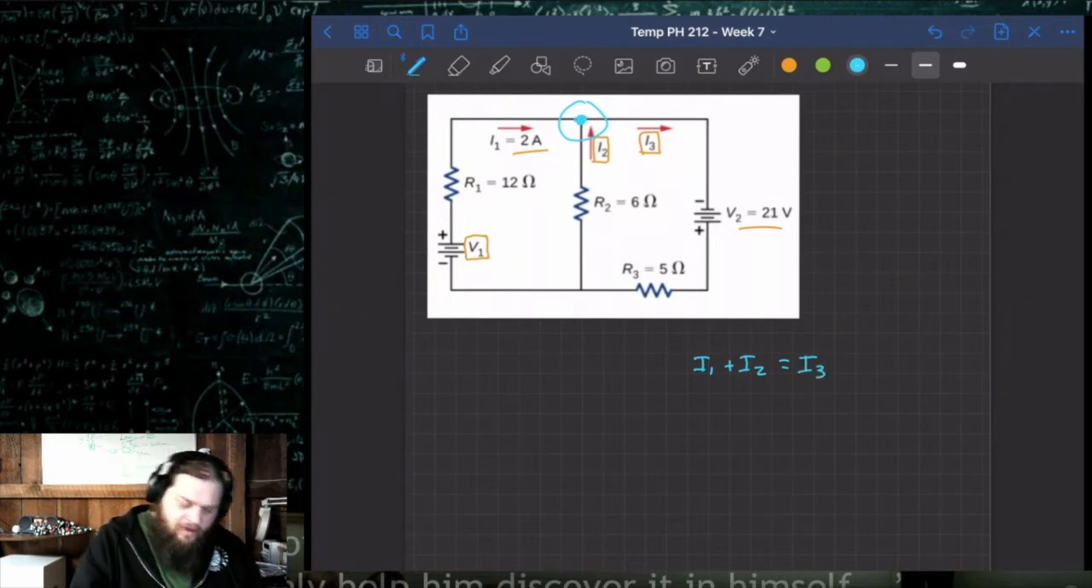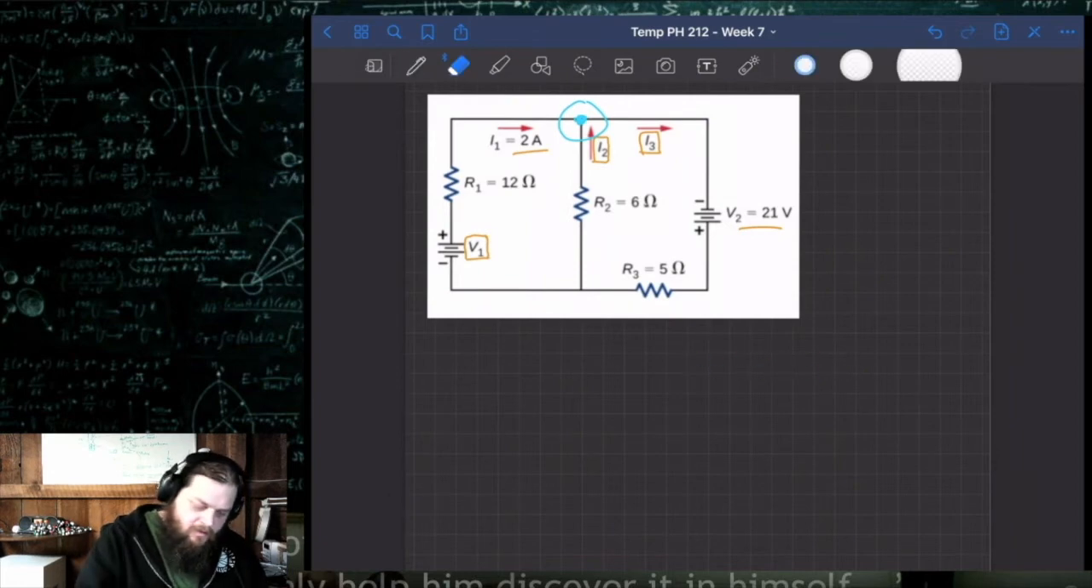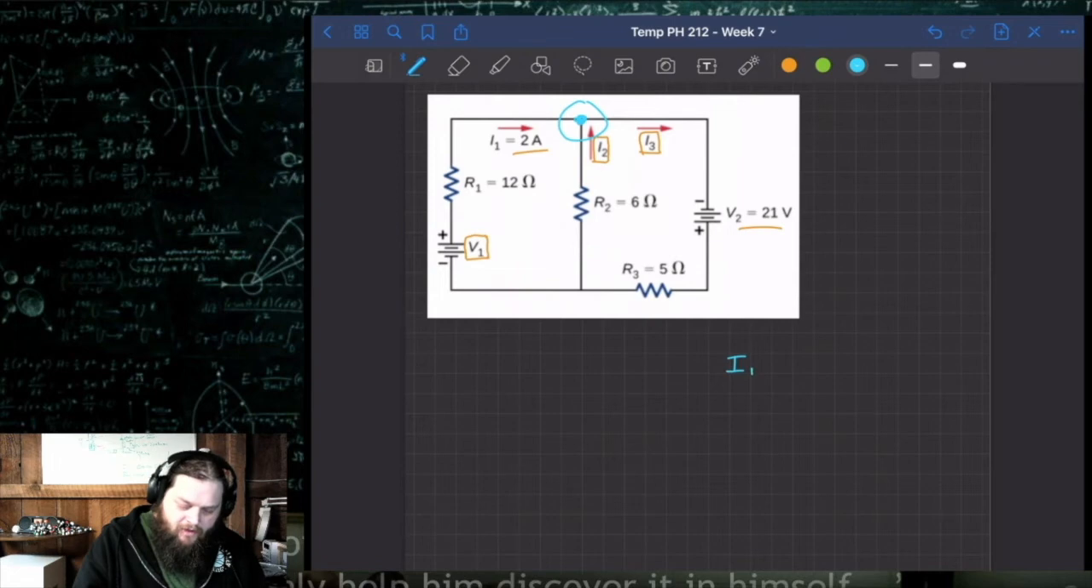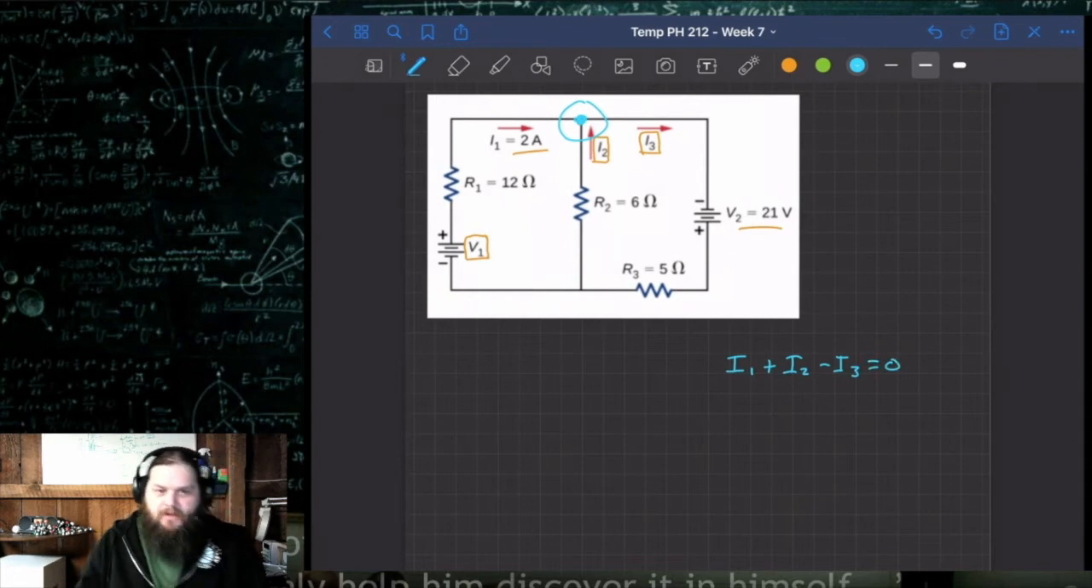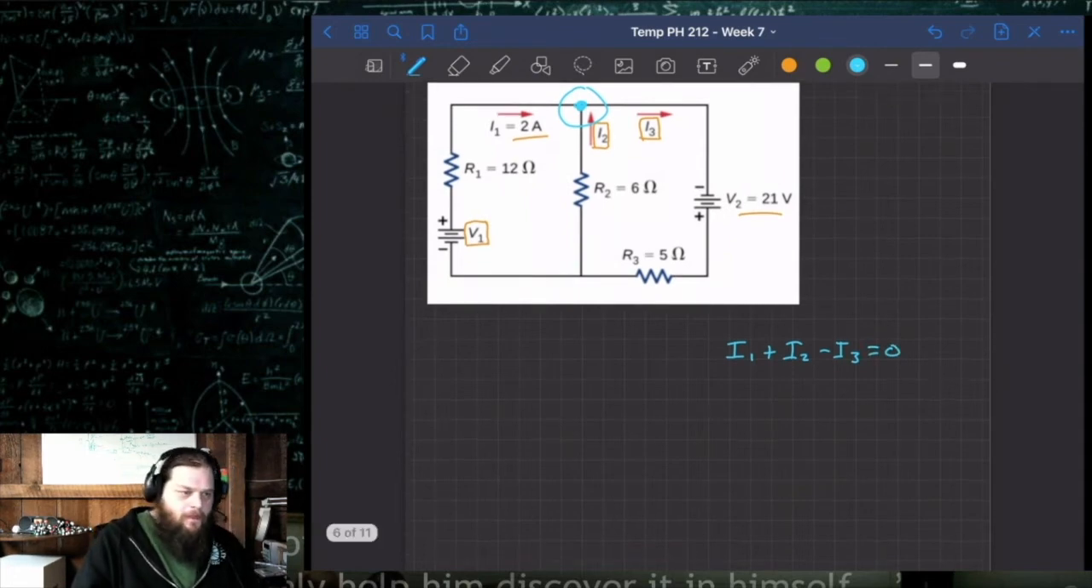You could also write this simply as anything that's going out of it can be a negative current. So that's I1 plus I2 minus I3 is equal to 0.